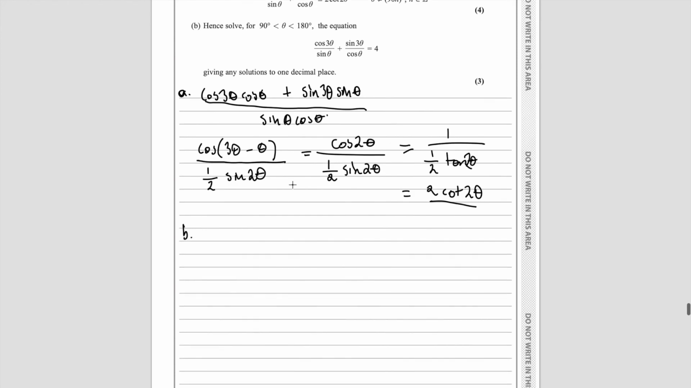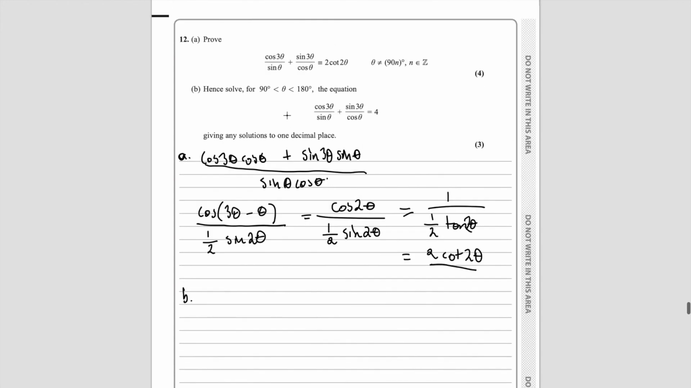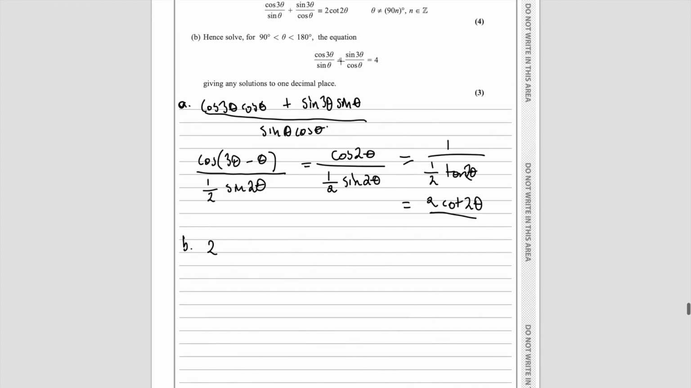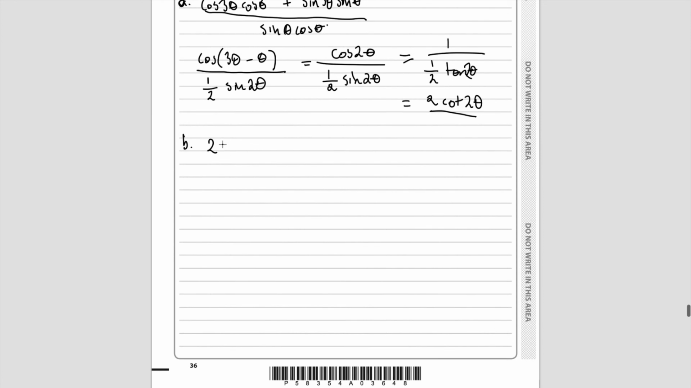For part B, we're asked to use our result here to solve, for between the angles of 90 degrees and 180 degrees, the equation cos 3 theta over sine theta plus sine 3 theta over cos theta equals 4. So just equating both sides of this, we know that this here is equal to 2 cot 2 theta. We've proven that.